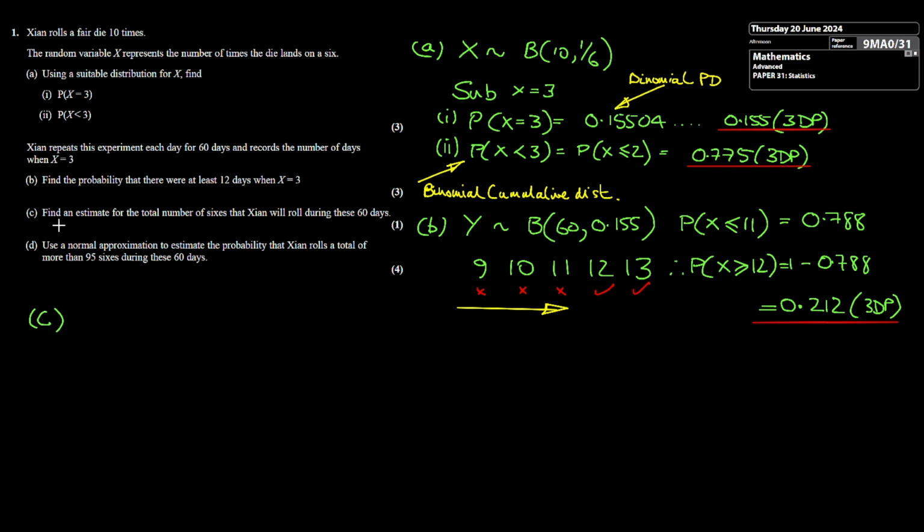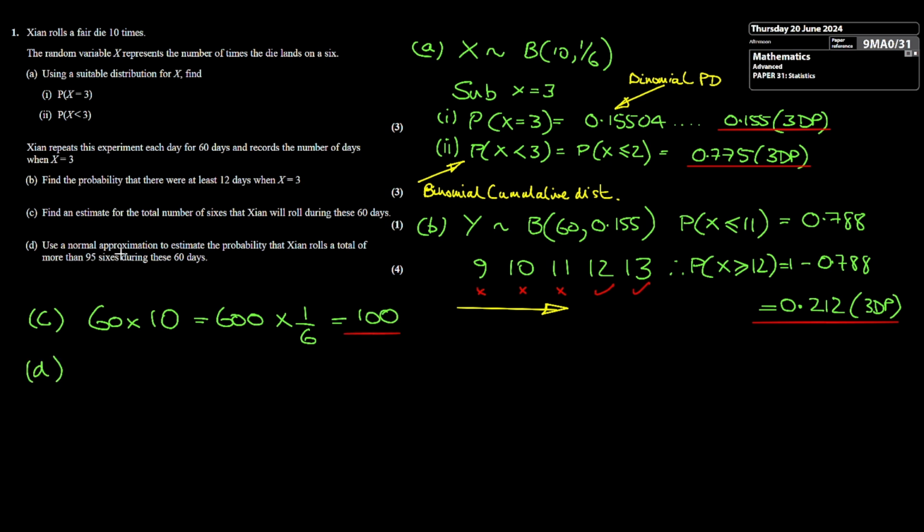In part C, we've been asked to find an estimate for the total number of sixes that he rolls in these 60 days. Well, how many throws is he going to be doing? Well, it's going to be 60 days, 10 times, so we've got a total of 600 throws, and the probability of getting a 6 is 1 over 6. So this very simply works out to be 100. And that's your answer to part C.